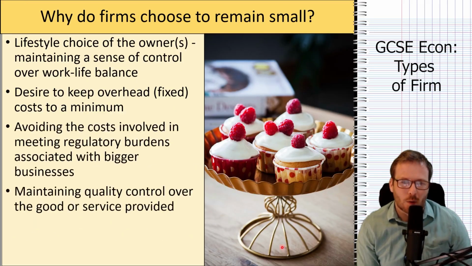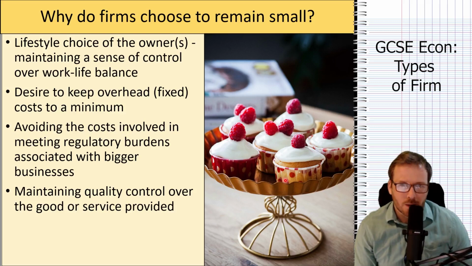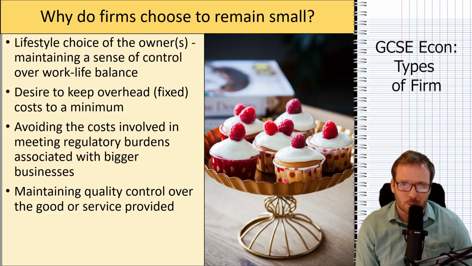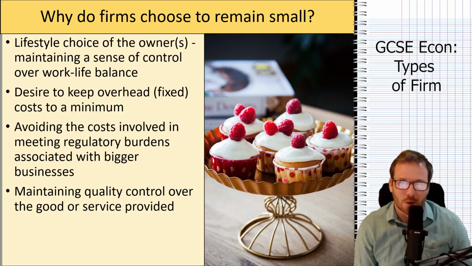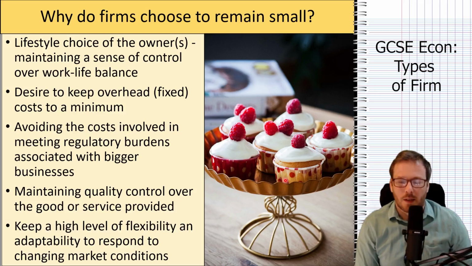And this is an important one, maintaining quality control over the good or service. If you run a restaurant that makes really nice cakes and you have really high standards, and then you consider opening a second one across town, you might be really concerned about the standards dropping, especially when you're not there, that it might cause problems. So you might just be happy with your own restaurant that has a high standards, high quality, and that's enough for you, especially if it's making a decent profit. And like I said, small firms are flexible and adaptable, and they can survive in these markets.